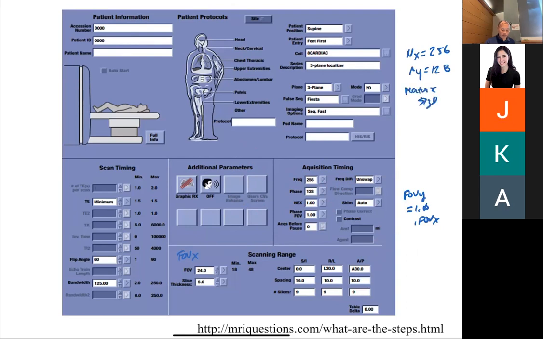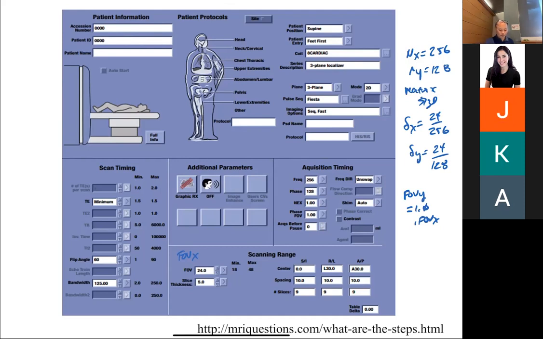And so from there, you could say, well, delta x then just equals 24 over 256, and delta y is also equal to 24 over 128. So in this case, the person wants the voxel size in the x direction to be half the voxel size in the y direction. So the resolution doesn't have to be the same between x and y.